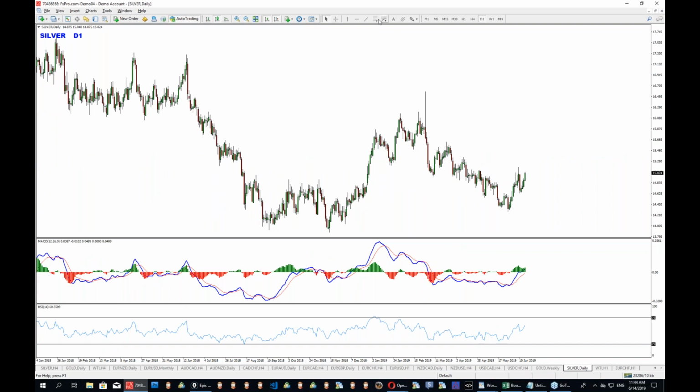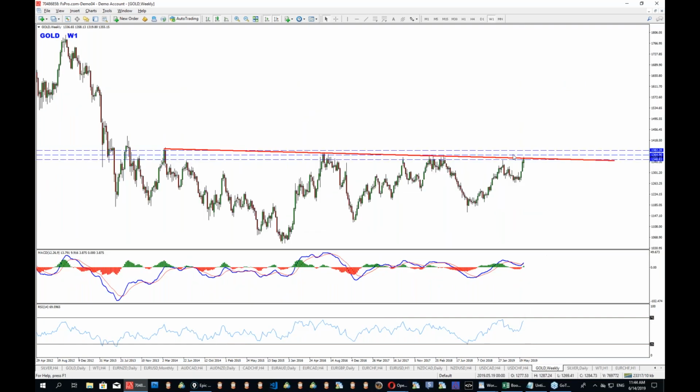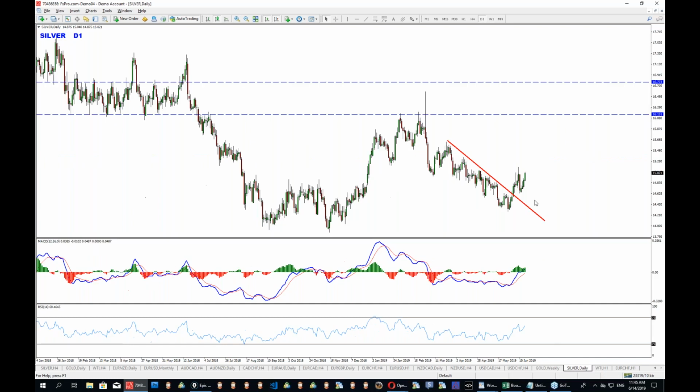Silver more or less looks better in my opinion, because we have room towards the top. This is just something which I like seeing in this case. Breakout, and now you can see we have much more room upside than gold, which is already in the resistance zone. So I would prefer to trade silver.